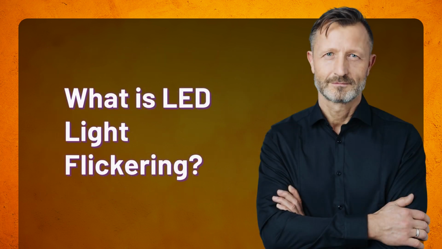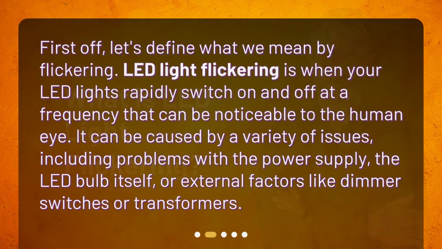What is LED light flickering? First off, let's define what we mean by flickering. LED light flickering is when your LED lights rapidly switch on and off at a frequency that can be noticeable to the human eye. It can be caused by a variety of issues, including problems with the power supply, the LED bulb itself, or external factors like dimmer switches or transformers.